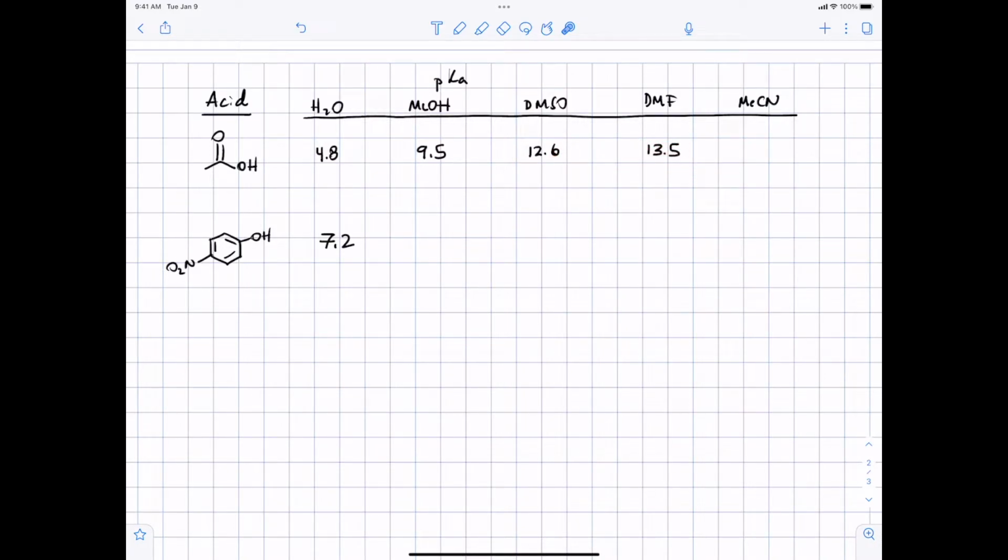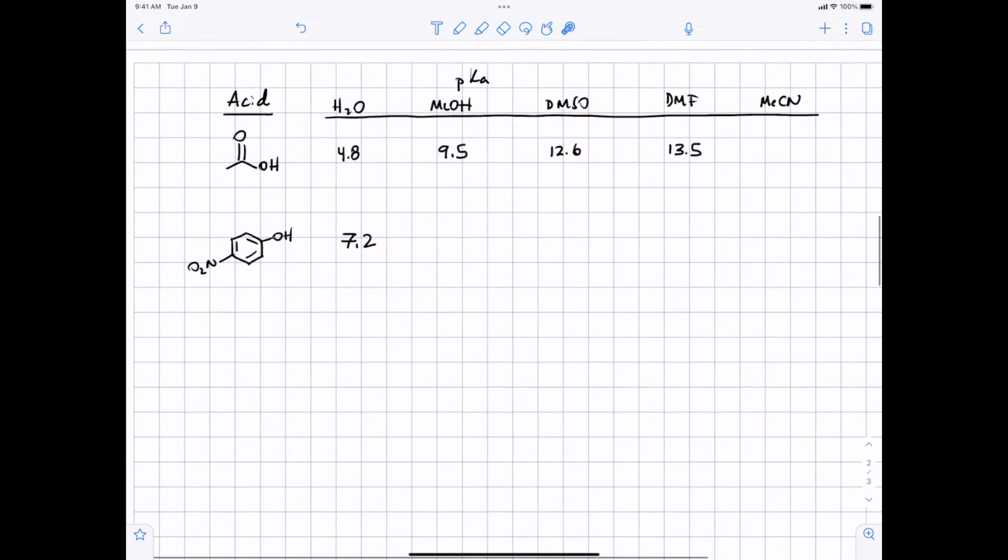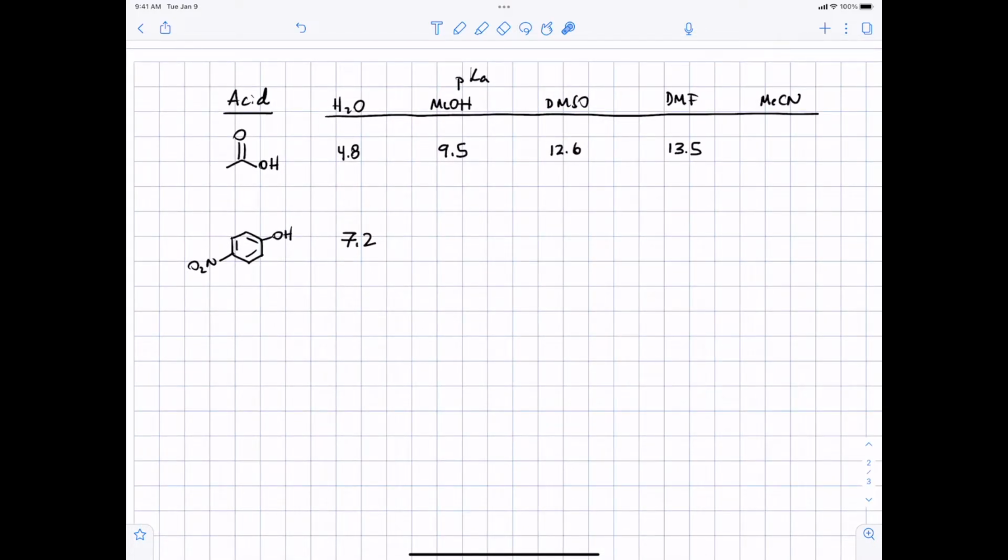All right. So in methanol for paranitrophenol, it's a little bit higher, around 11. But going from polar protic to polar aprotic, there's not as big of a change. And we'll see this as a general trend, though it is quite a bit higher in acetonitrile. Where a conjugate base can be stabilized by resonance, the solvent doesn't matter quite as much. And I'll show you another example of that.